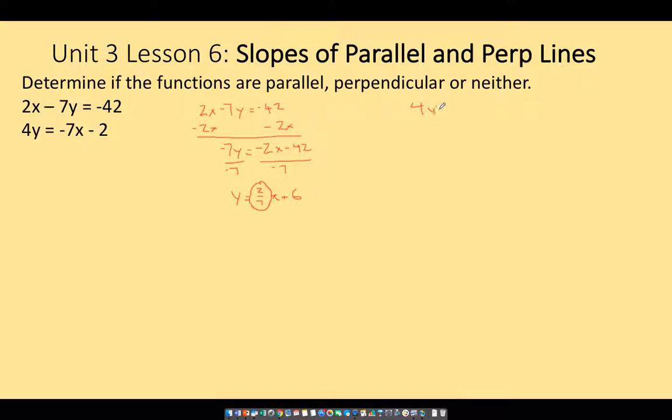I've got 4y equals negative 7x minus 2. I guess for this one, all I need to do is divide by 4. And so I wind up with y equals negative 7/4 x minus 1/2. Well, negative 7/4, that's close, but not quite. I needed negative 7 over 2. 7 over 4, not the same thing. So, no, these are neither parallel nor perpendicular.